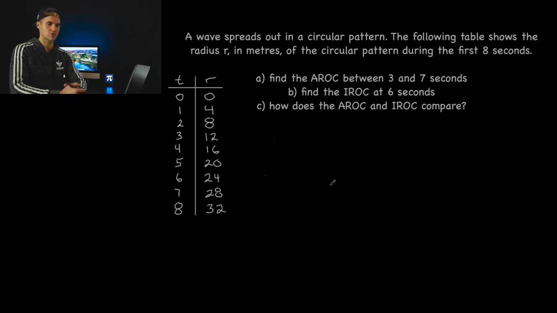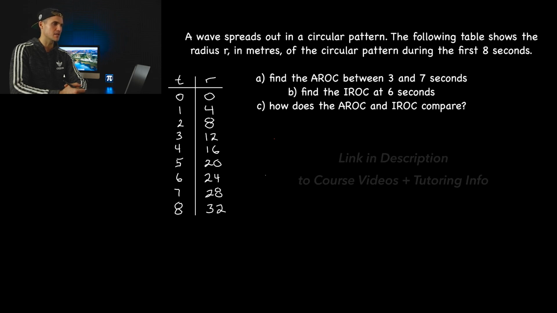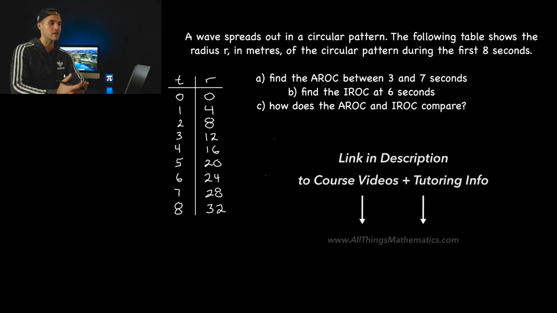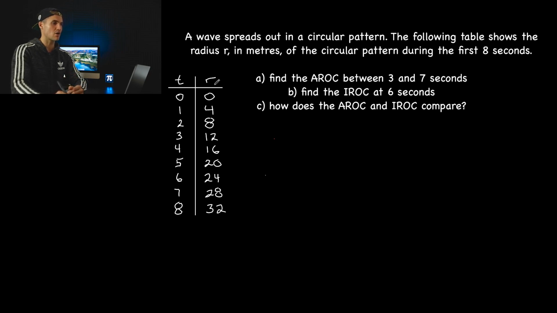Patrick here, and moving on to the next knowledge question on the average rate of change test. Here we are told that a wave spreads out in a circular pattern, and this table shows the radius r in meters of the circular pattern during the first 8 seconds. Then we have a couple of questions to solve. Part A, we have to find the average rate of change between 3 and 7 seconds. For part B, find the instantaneous rate of change at 6 seconds. Then part C, we have to talk about how the average rate of change and the instantaneous rate of change compare. So let's start off with part A.